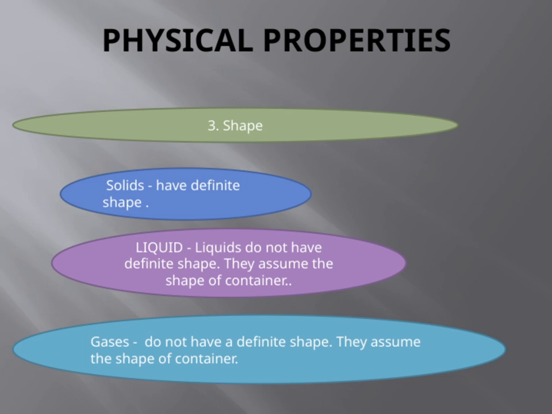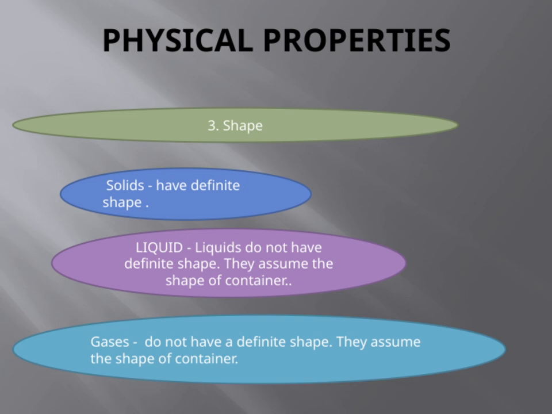Gases are similar in that sense. They don't have a definite shape either. Gases will fill any container they're placed in, spreading out to assume the shape of that container. These differences in shape are key physical properties that help us understand and categorize matter.